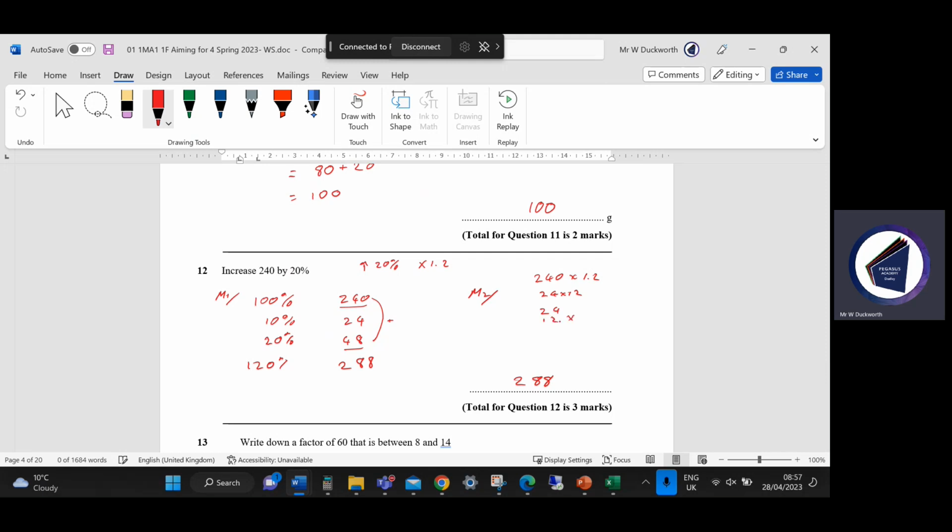24 times by 12. 2 times by 4 is 8. 2 times by 2 is 4. 0 in the units column. 1 times 4 is 4. 1 times 2 is 2. Add the 2 numbers together, we get the same value, 288. Right, so I'll split those off with 2 methods.